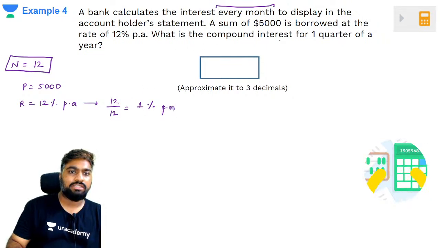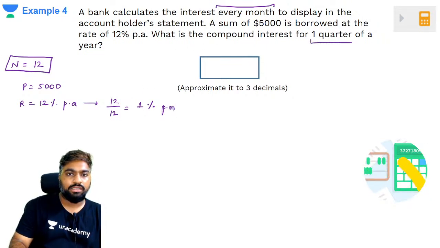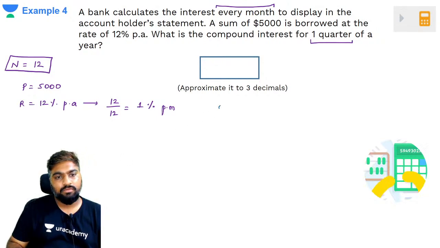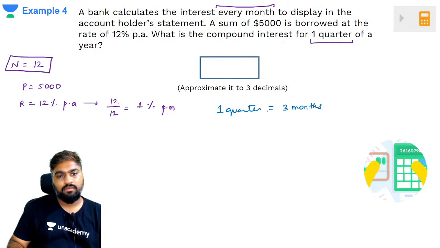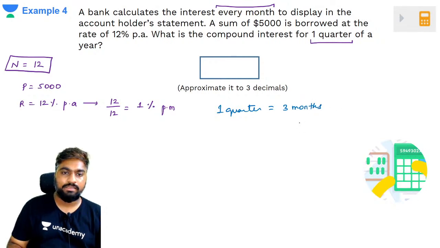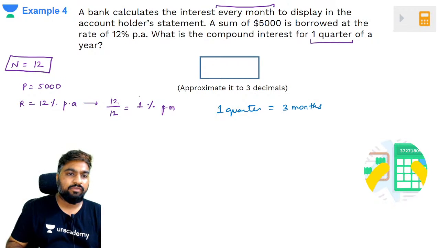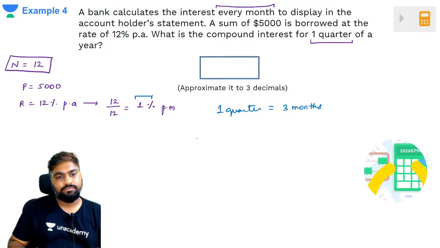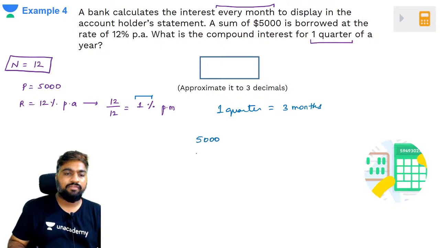What are they saying? What is the compound interest for 1 quarter of a year? 1 quarter is how many months? 3 months. So we basically have to find out 1% applied for 3 months on 5,000. Apply 1% for 3 times.